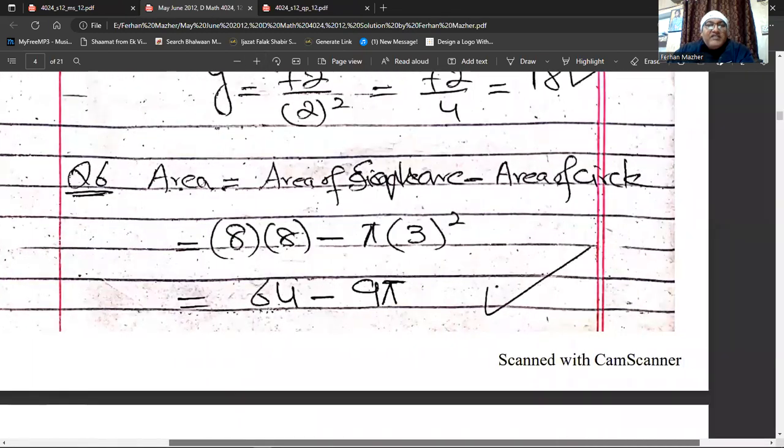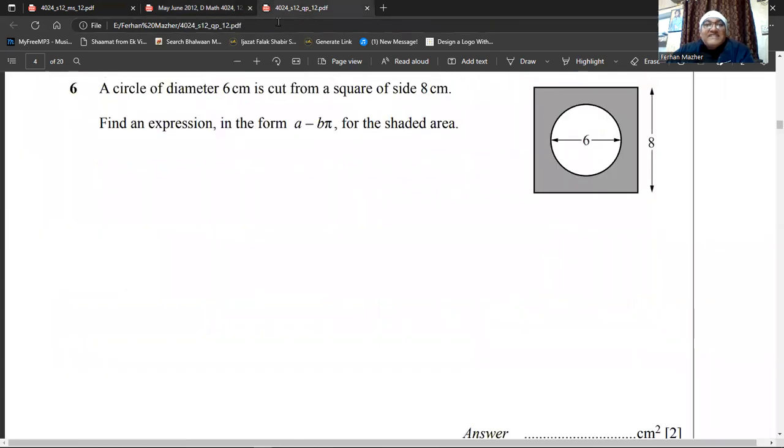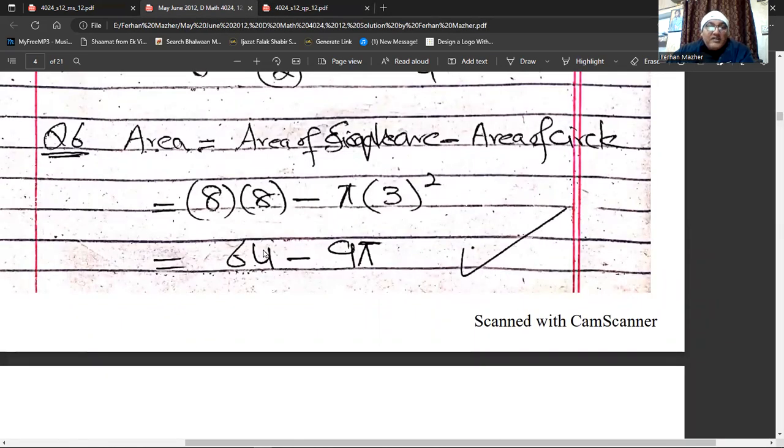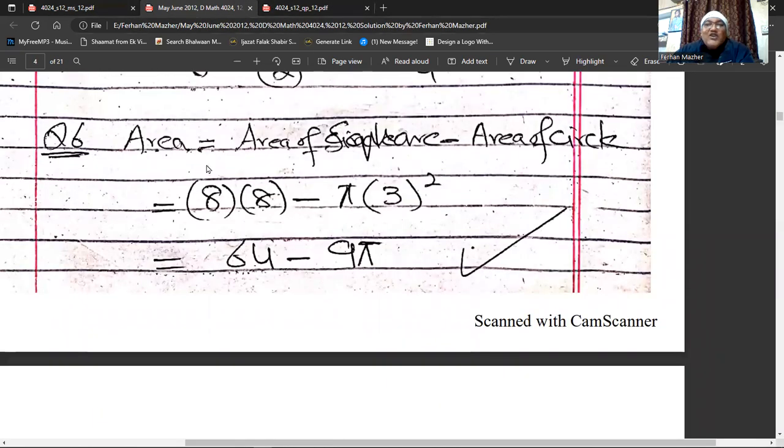So the shaded area will be equal to the area of the square minus the area of the circle. Area of the square will be 8 into 8, minus area of the circle, which will be pi r squared. The radius is 3. Here you see the diameter is 6. The radius will be 3. So it will be 64 minus 9 pi. 64 minus 9 pi is the answer. I hope you understand.